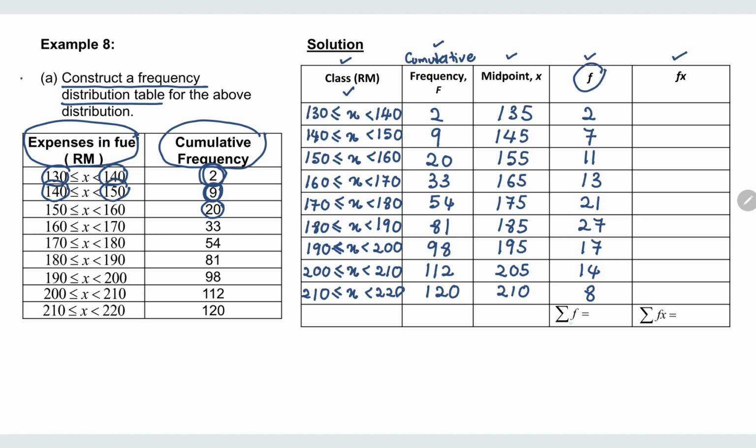So you can find the summation of frequency by adding the frequencies, which you will get 120, or you can refer to the last class here, where the cumulative frequency is 120. Okay, the last one we must find is fx. We just need to find the summation of fx, so you can use the calculator to find the summation of fx, which you must get 21,670.